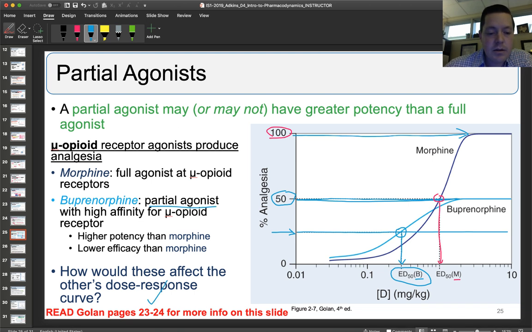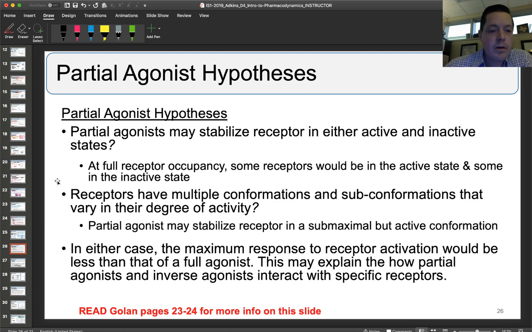Definitely read these pages down here at the bottom. Okay, so partial agonist hypotheses. Now why is it that partial agonists may stabilize receptors in an active state but still not be able to produce a full maximal effect? Well, it turns out there are several hypotheses. For instance, one of these hypotheses indicates that some of these receptors may still be in an inactive state even though a partial agonist may have been bound or interacting with them.